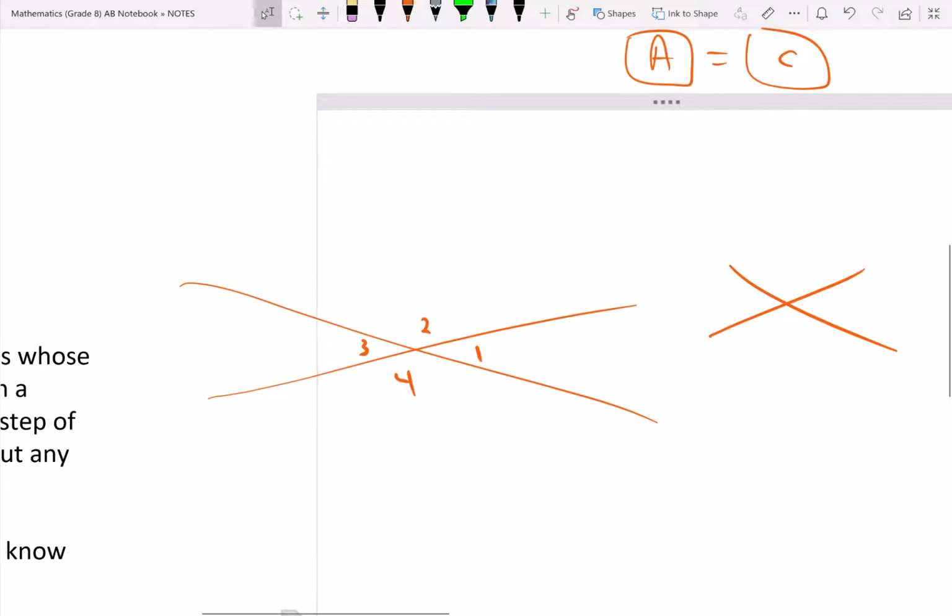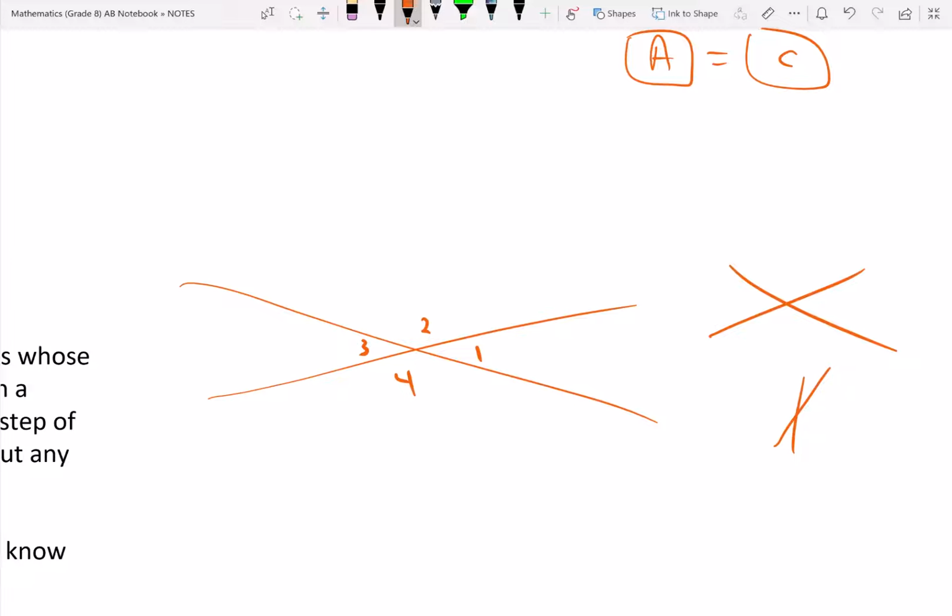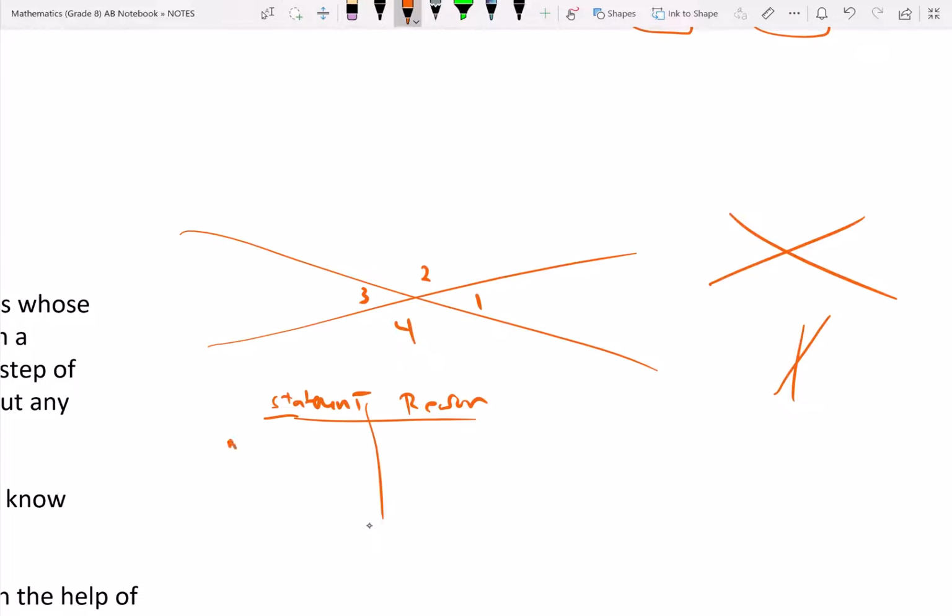You may notice that angle 1 and 2 look like they're equal, and angle 2 and 4 look like they're equal. They look like they're always equal, and maybe you realize that no matter how I draw these lines, that's always the case. So you might want to try to prove this. In fact, these are called vertical angles. 1 and 3 are vertical angles. One way to do a proof is to do a statement and a reason.